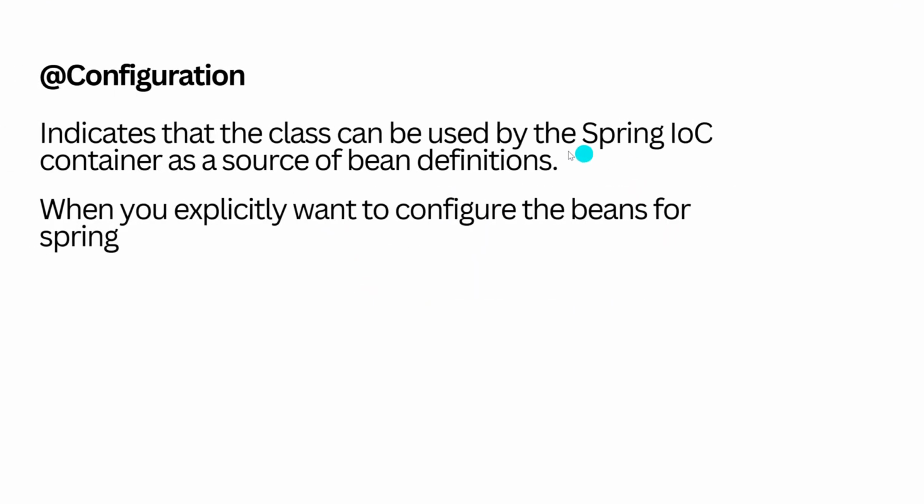So the @Configuration annotation indicates that the class can be used by the Spring IOC container as a source of bean definition. So when you create any class which is annotated with @Configuration, that class can be used as a source of bean definition. In short, if you want to explicitly configure the beans, then you can use a class with @Configuration annotation. Now let's see an example to understand how @Configuration annotation works.